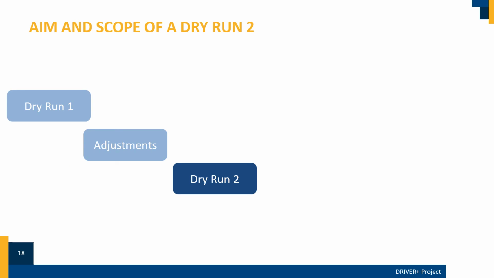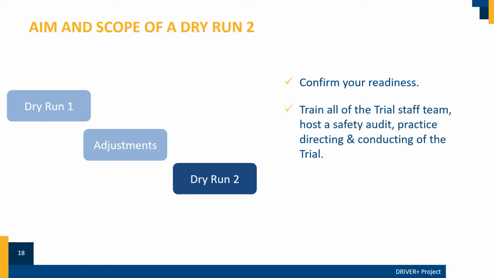As already stated multiple times, Dry Run 2 is your final confirmation of readiness. Know that this event can also be considered as an excellent training for all your trial staff. You can review the safety and all other organizational aspects of your trial, and you can practice in directing and conducting the trial. This means the real trial will actually be the second time the staff executes the trial script, and you probably will do it better that second time.